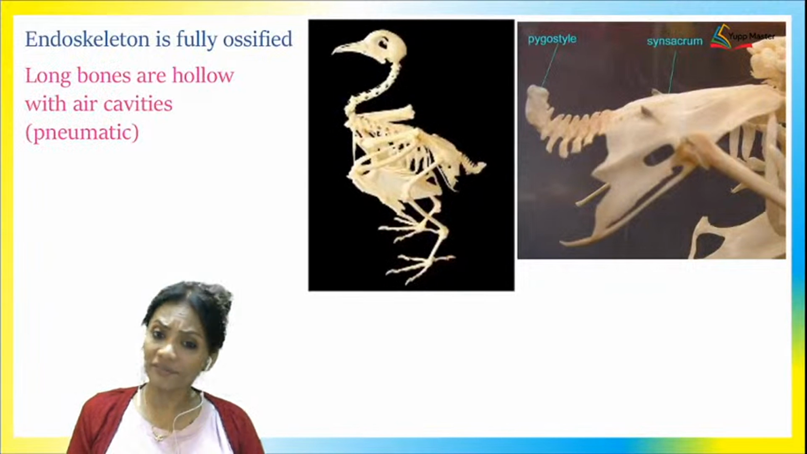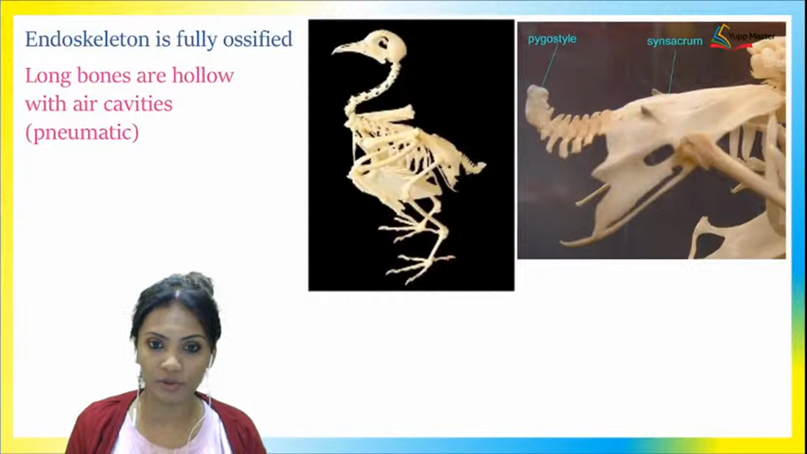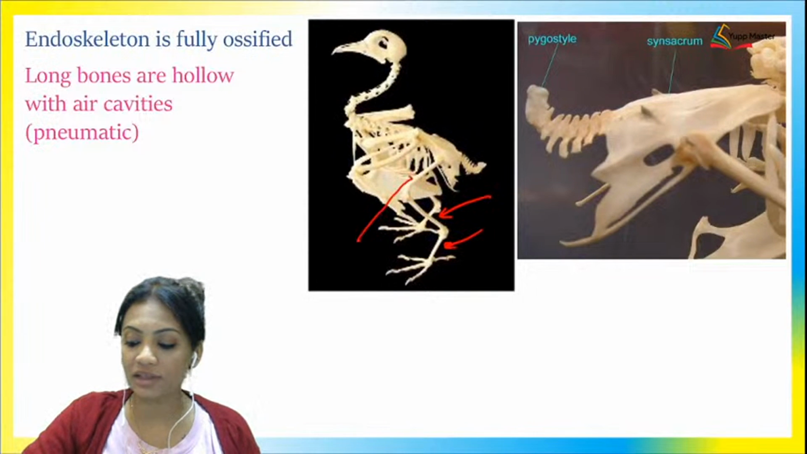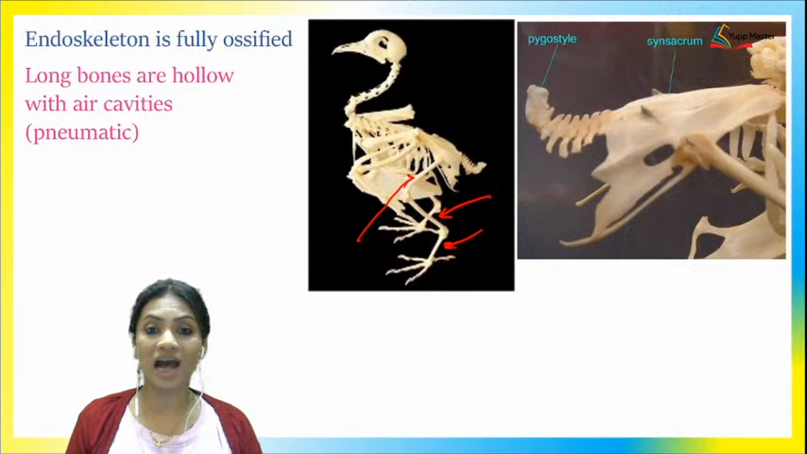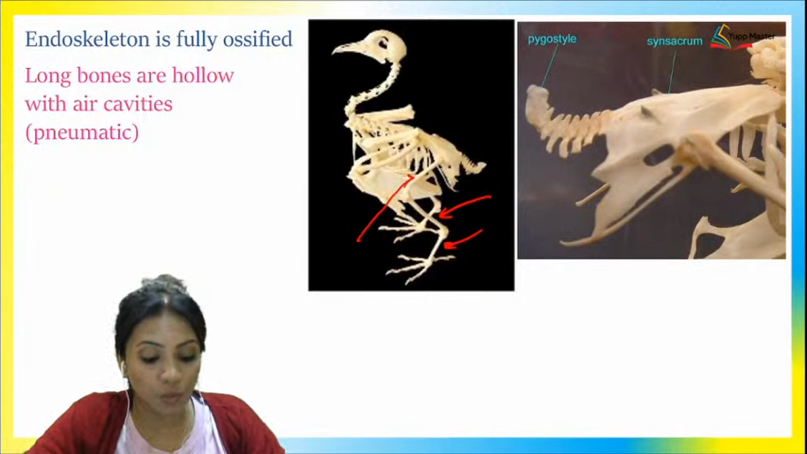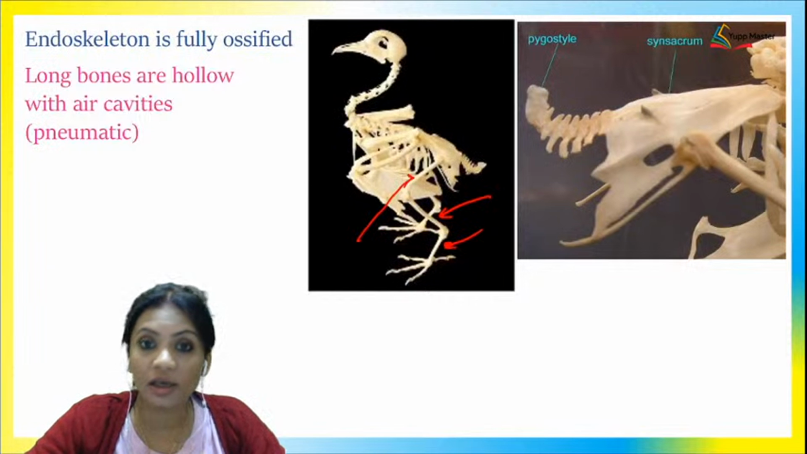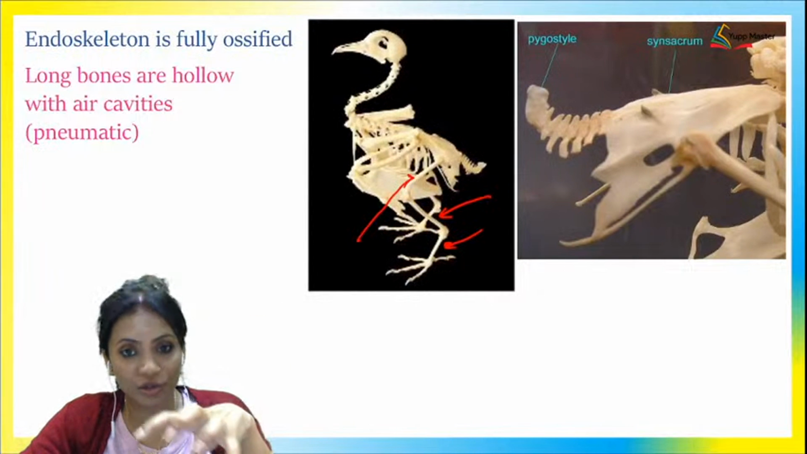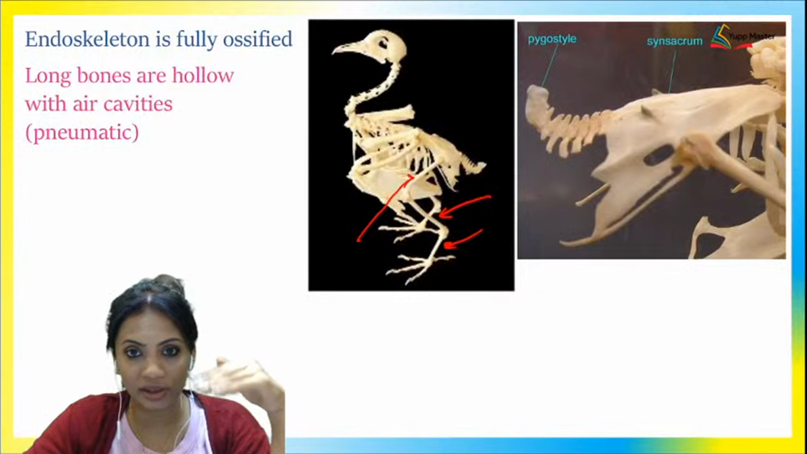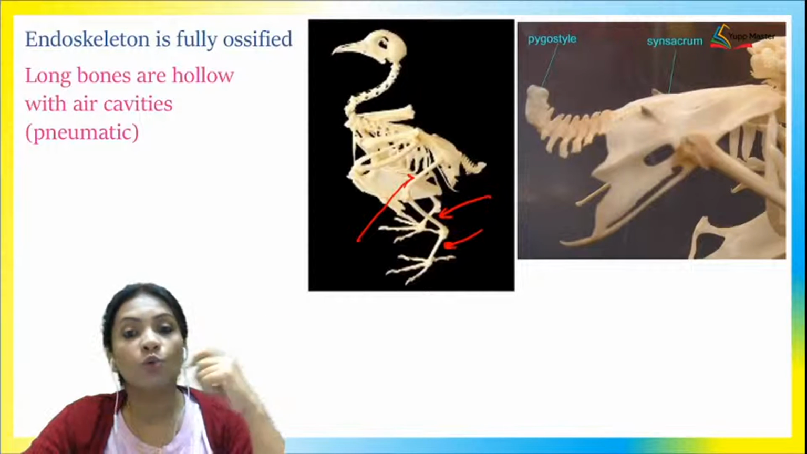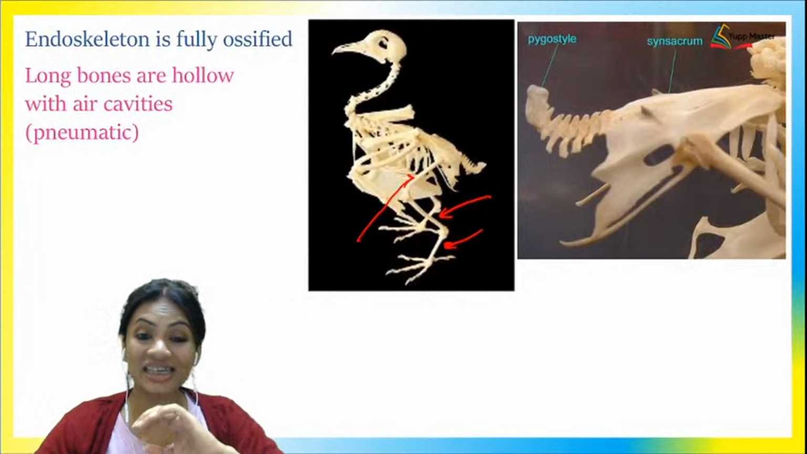Then wherever the birds have long bones, like you can see here, the leg bones, these are all long bones. Wherever these long bones are present, they are going to have air cavities. This is one of the flight adaptations in the class Aves, because they have bones with air sacs, because they have pneumatic bones. This is one contribution to reducing the body weight of the bird in order to fly. So long bones are hollow with air cavities, and that's why they are said to be pneumatic bones.